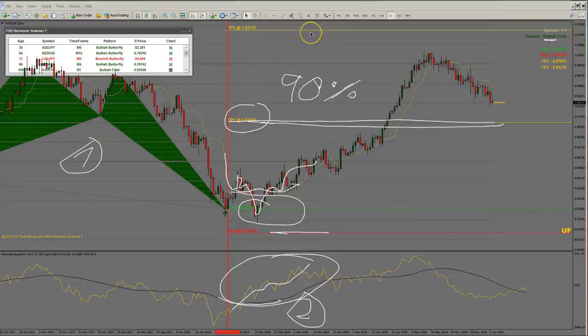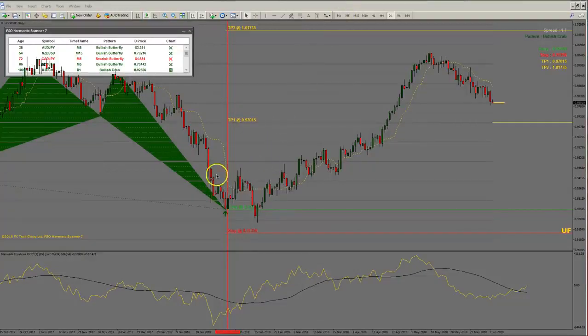Take profit 2 will get hit in the case of around 70%. Don't forget, this is a pattern on a daily time frame, okay? These are at least, from your entry confirmation here to take profit 1, at least 300 pips minimum. Yes, because it's the daily time frame.